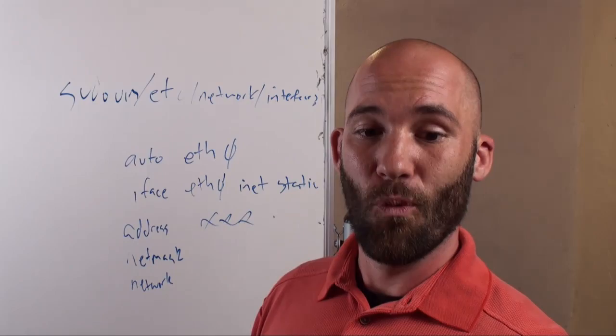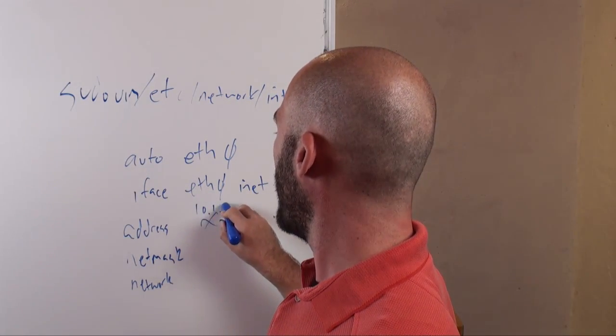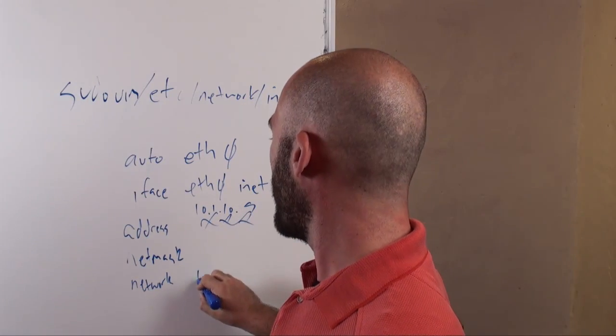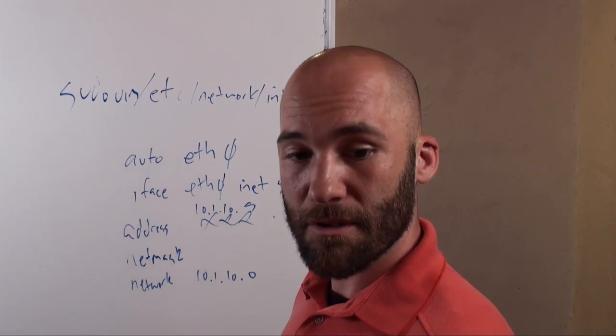This is basically just what network this is on. So if the IP address is 10.1.10.5, the network will be 10.1.10.0. That's just how it works.